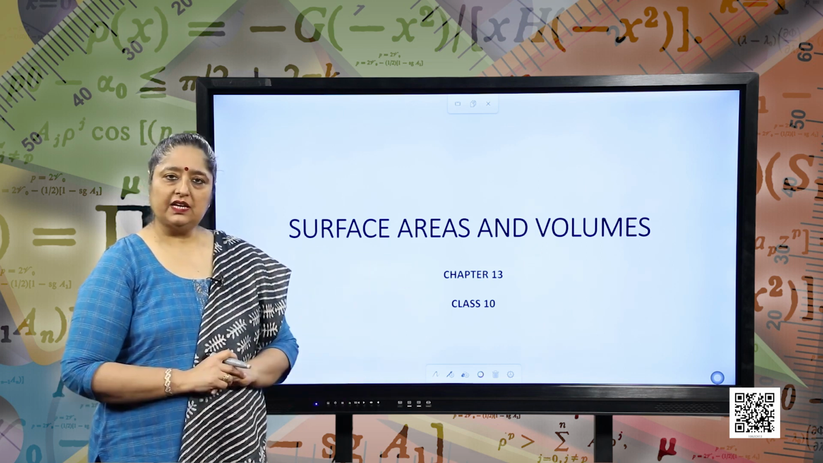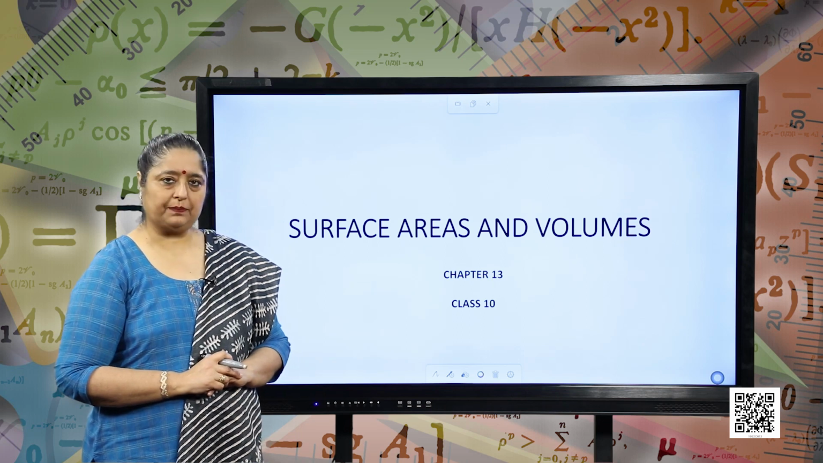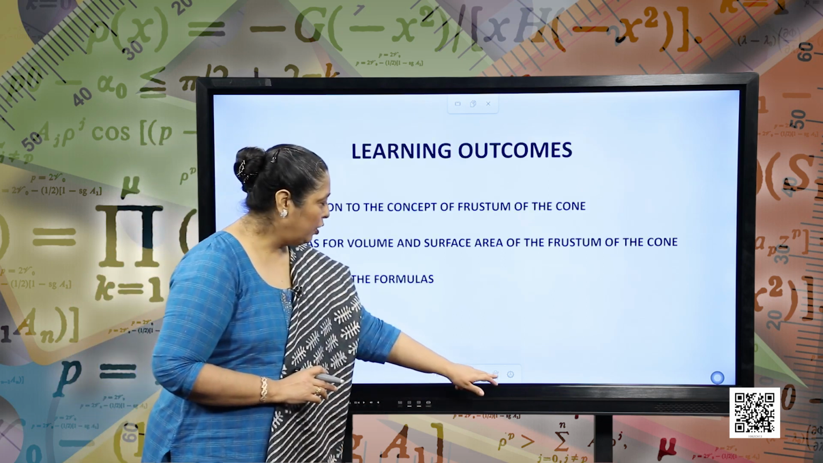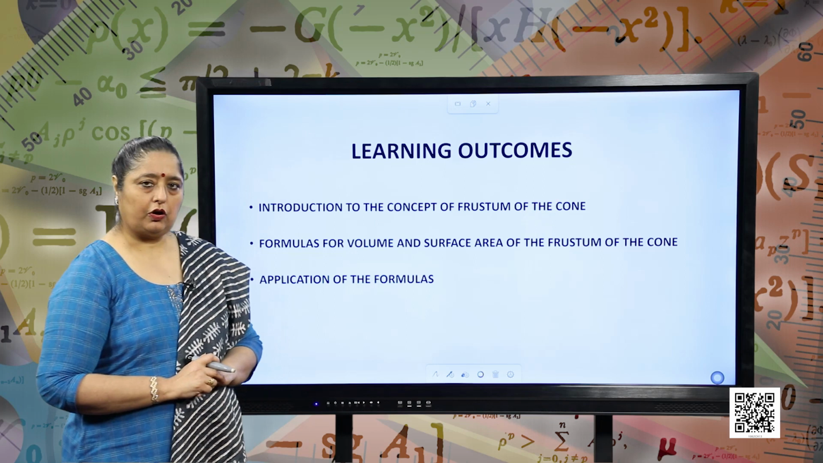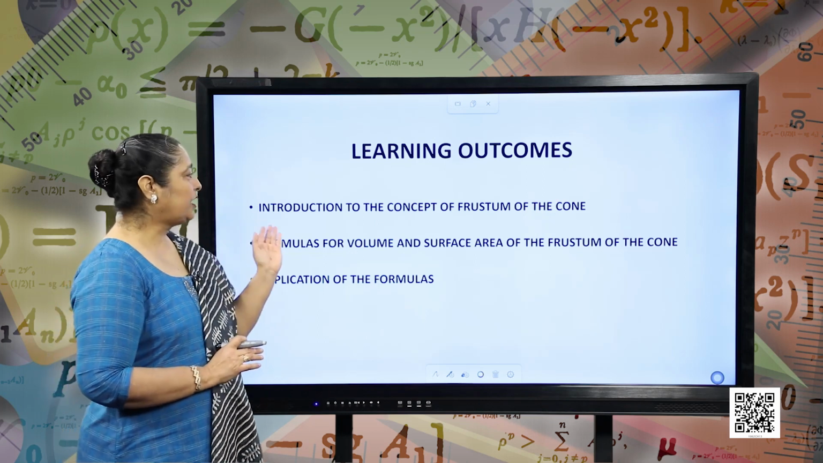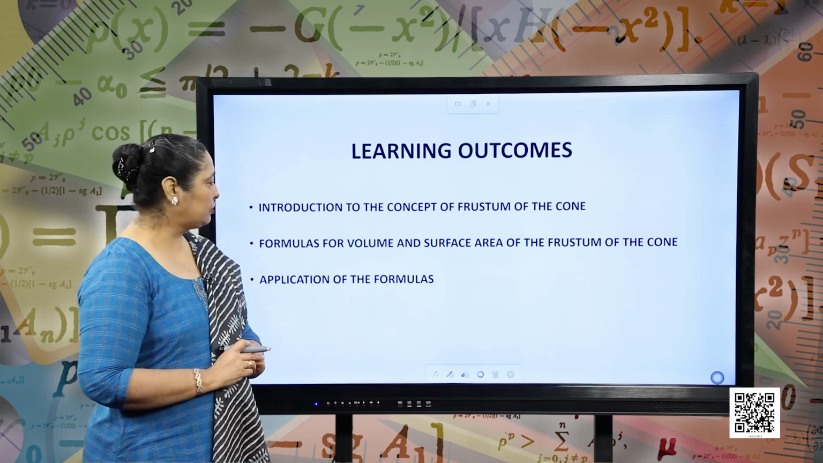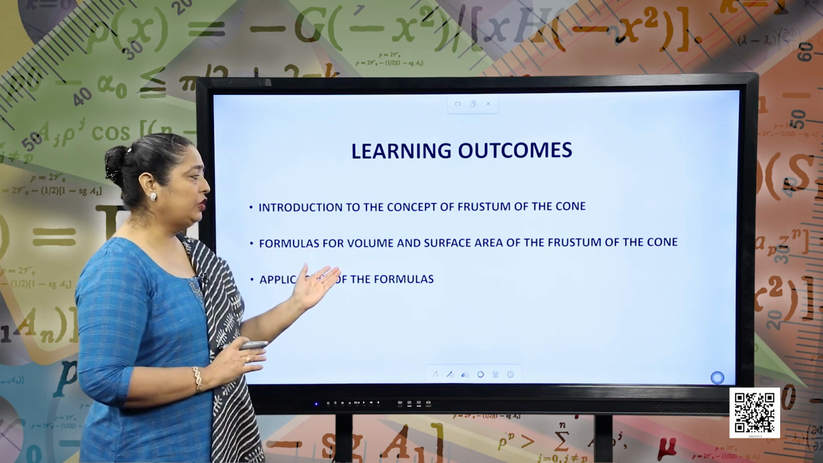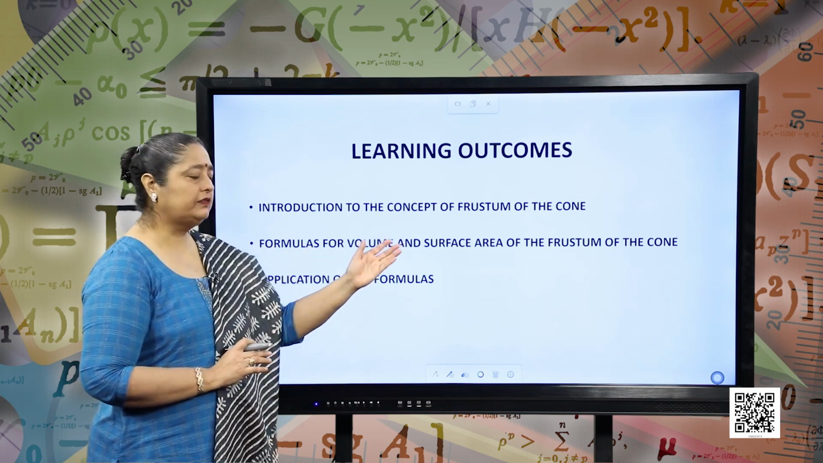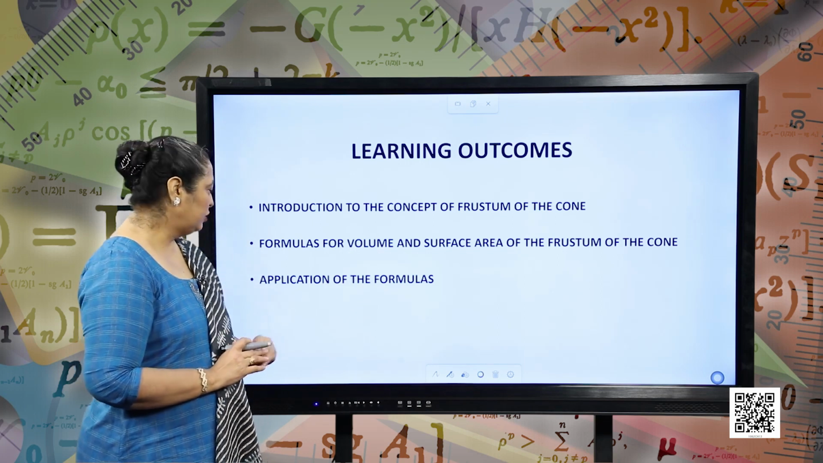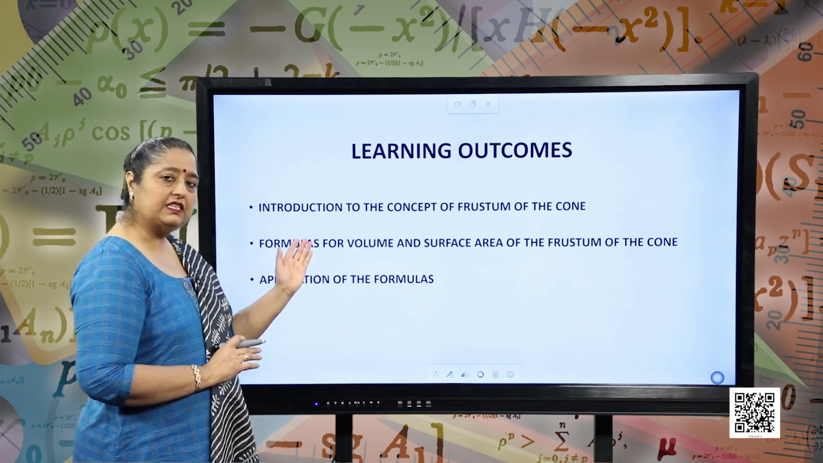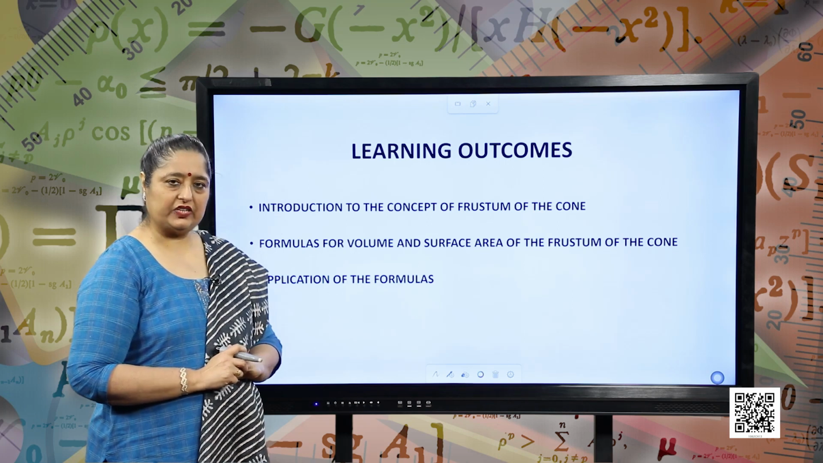This is the fourth and the last session of this chapter. Let us see what are the learning outcomes of this session. Introduction to the concept of frustum of the cone. You will also learn the formulas for volume and surface area of the frustum of the cone. Also, we will apply all these formulas in real life situations.